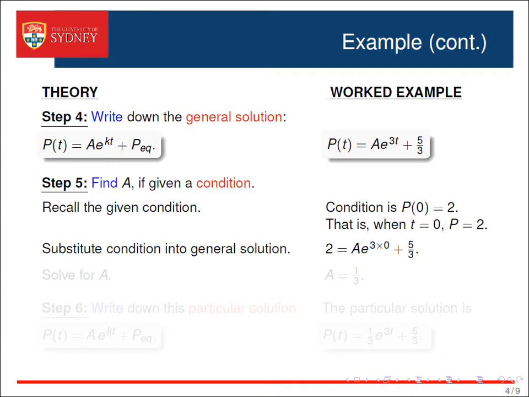We then substitute this condition into the general solution, which gives 2 is equal to a times e to the 3 times 0 plus the constant 5 on 3. We then solve for a in the resulting equation, which gives a is equal to a third. In summary, we have found that the condition p of 0 equals 2 means that a must be 1/3.